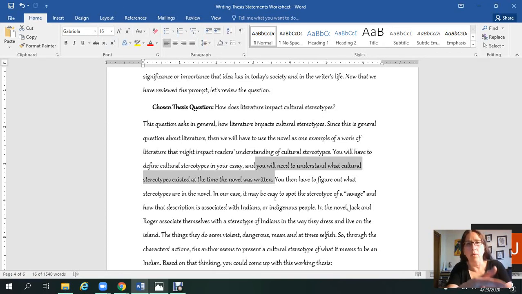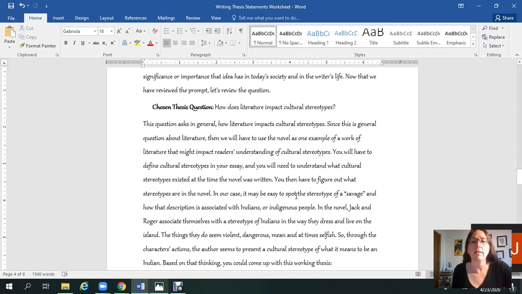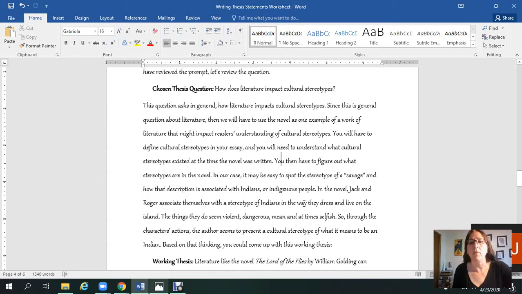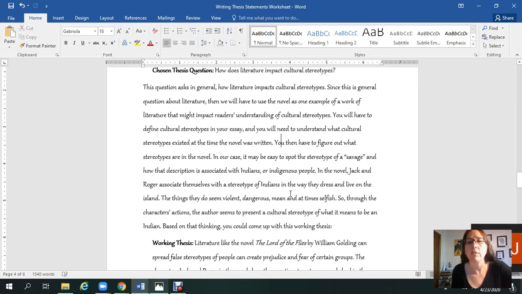You look at, okay, who do we see in the novel, and what do they do, and what groups of people do they talk about, and how are those people represented? And so once you've done that, you can narrow down who you're talking about and what you're talking about in the novel. So then you have to figure out the stereotypes in the novel. In our case, it may be easy to spot the stereotype of a savage and how that description is associated with Indians or indigenous people.